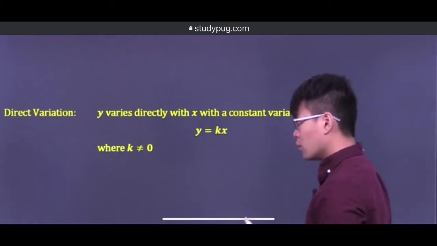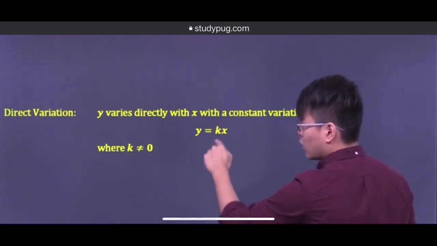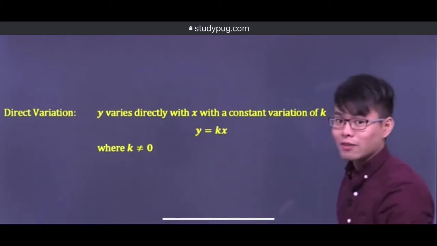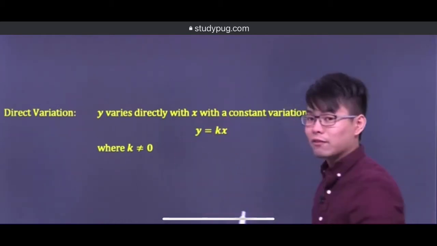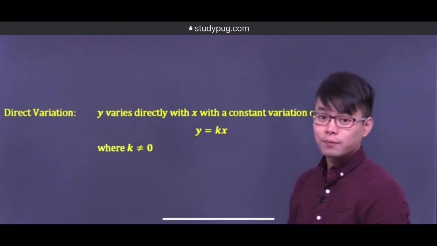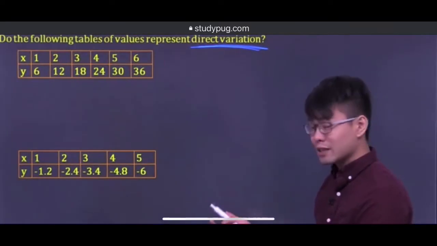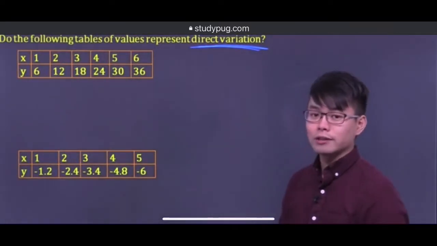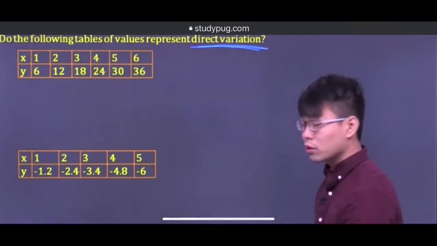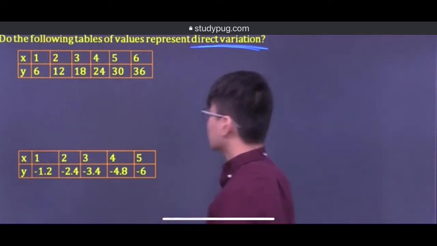Whatever x we plug in, we're going to multiply a constant k to get its corresponding y value, and this relationship would have to be consistent throughout the entire table of values. Then we can say that the table of values represents a direct variation.